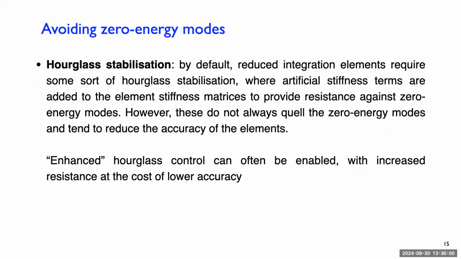So how do you avoid these zero energy modes, because they're bad and they can destroy your solution. By default in Abaqus, they use something called hourglass stabilization. This is just turned on by default because obviously they don't want hourglassing to occur. This is where they create artificial stiffness terms that are added to the stiffness matrix. They basically take the stiffness matrix of the element and start adding numbers in that aren't physically there for any reason. It's just to try to stop the element moving in that direction.